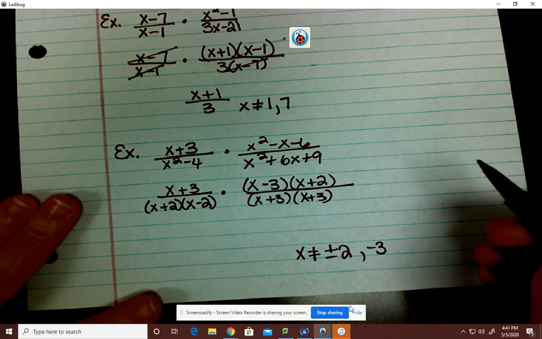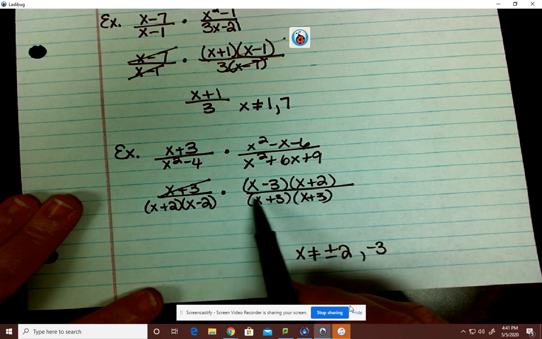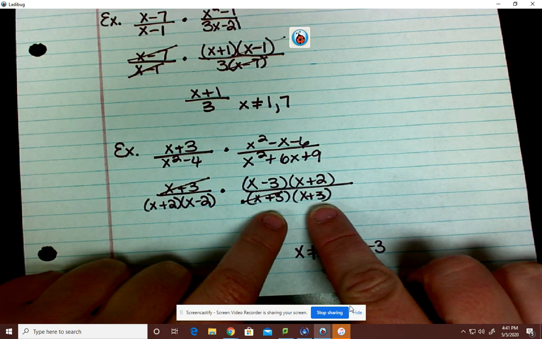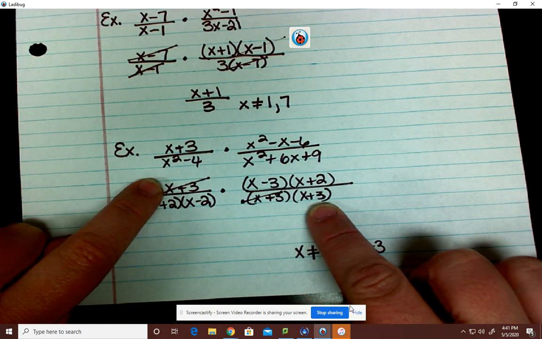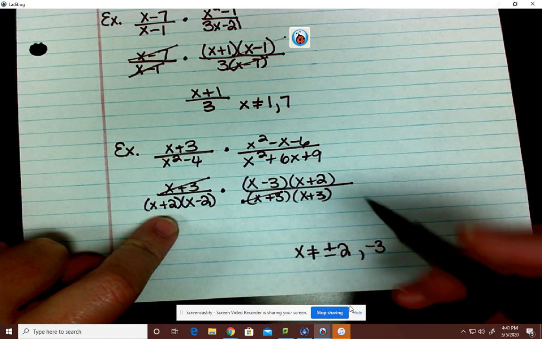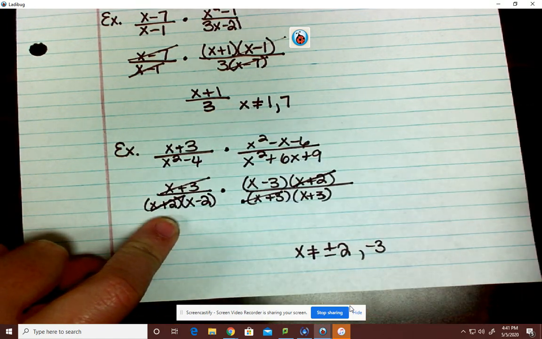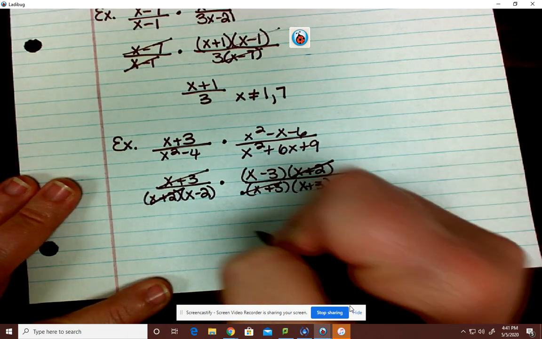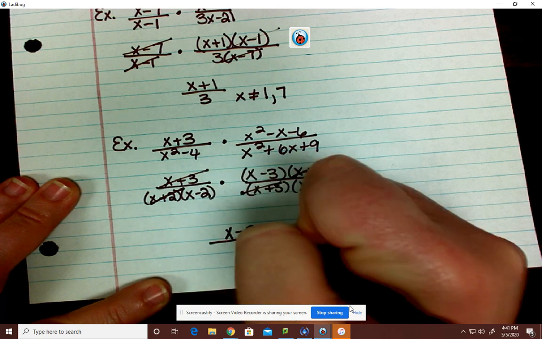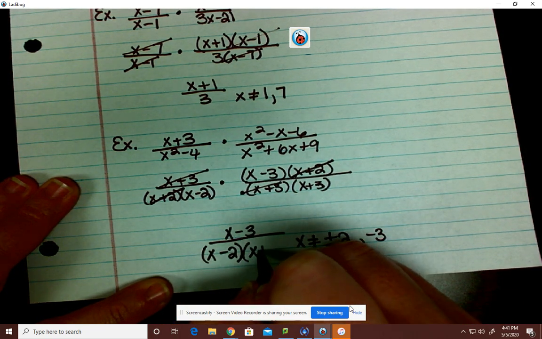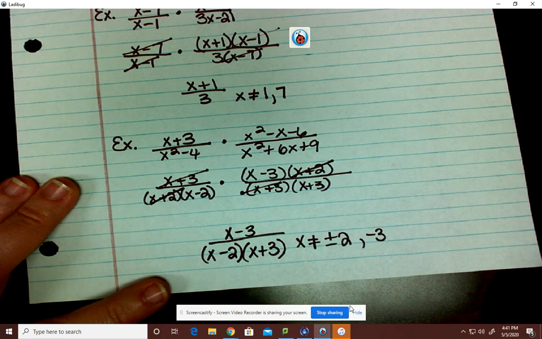Then, let's see, I have an x plus 3 and an x plus 3. But there were two x plus 3's in the denominator and only one in the numerator, so I could only cross out one in the denominator. Then I have an x plus 2 and an x plus 2, and that will match up. In the numerator, I'm left with x minus 3, and in the denominator, x minus 2 and x plus 3.